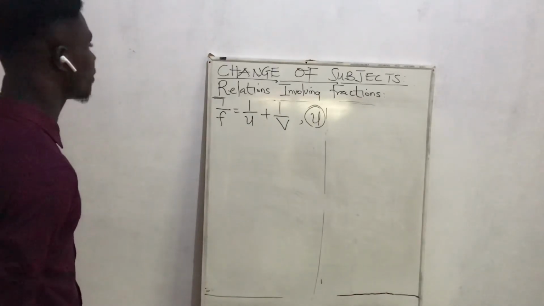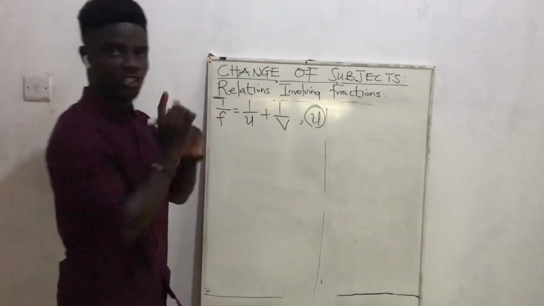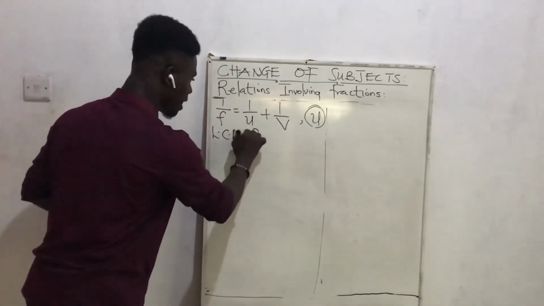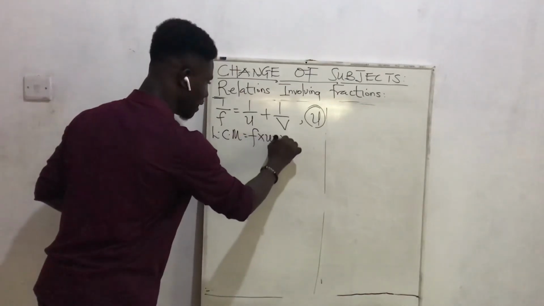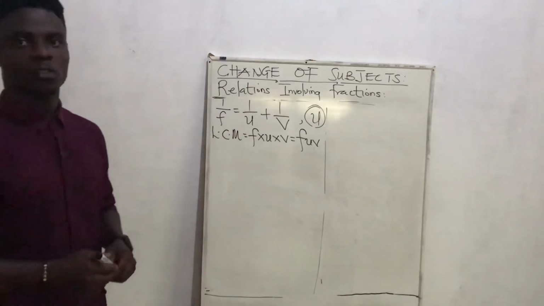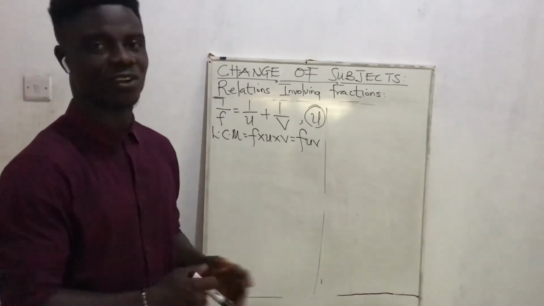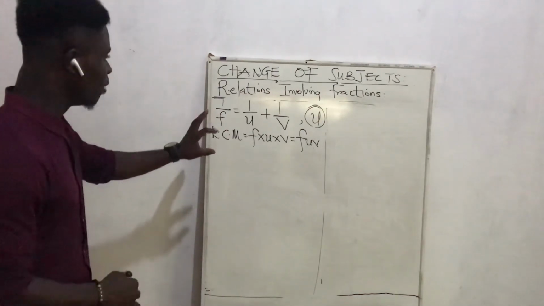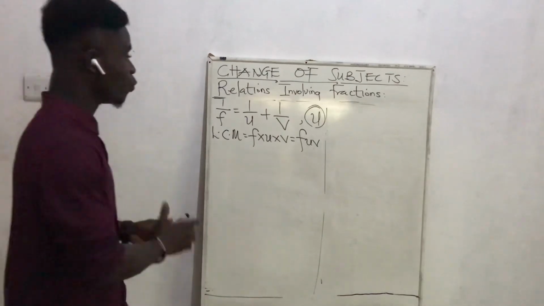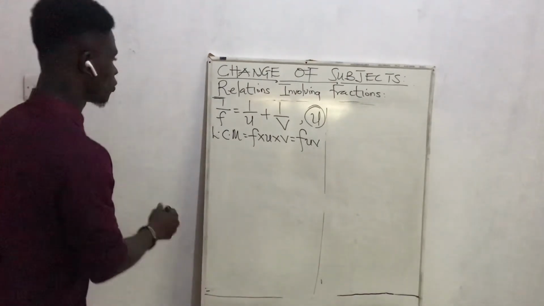By multiplying the denominators. So LCM equals F times U times V, which is equal to FUV. Very, very simple. Now, 1 term, 2 terms, then 3 terms. So we have to multiply each term by the LCM.